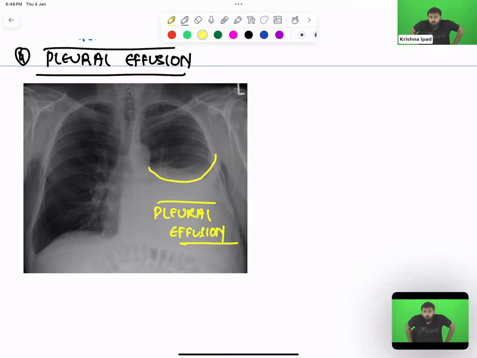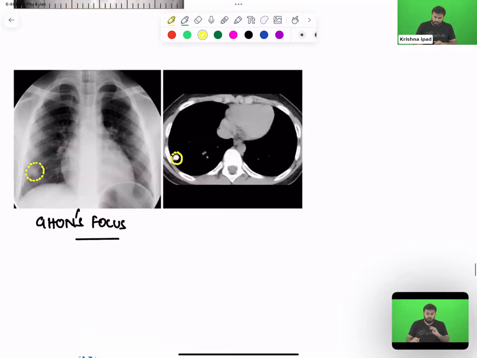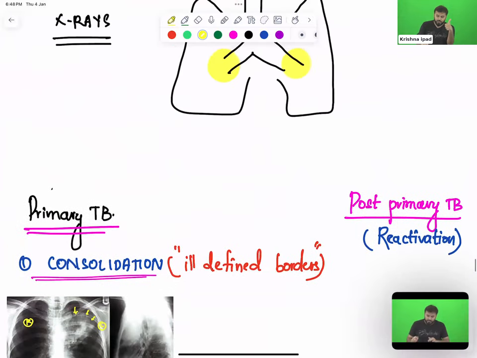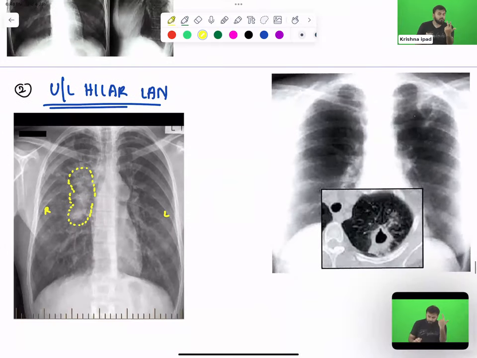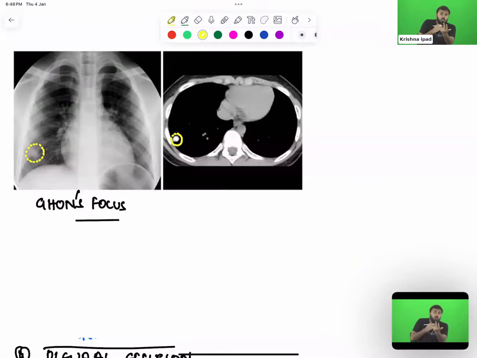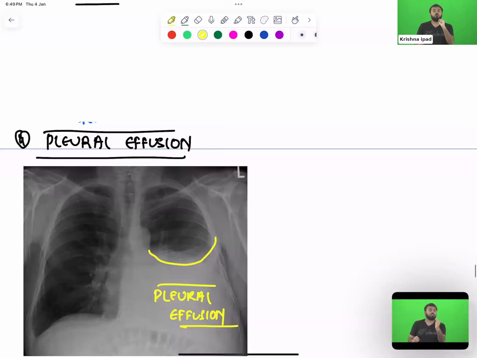So what are the four important things which you would see here, guys? The first important thing is consolidation. Second important thing is unilateral hilar lymphadenopathy. Third important thing is Ghon focus. Fourth important thing is pleural effusion. These are the four important points which you see in an X-ray. Till here, everyone is clear? Yes or no? Everyone should answer me now. Everyone is clear.